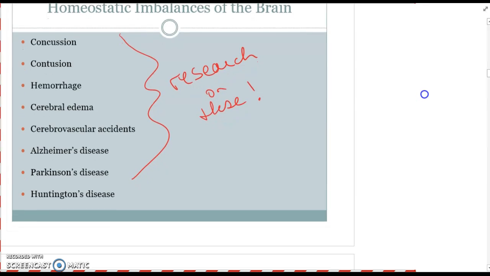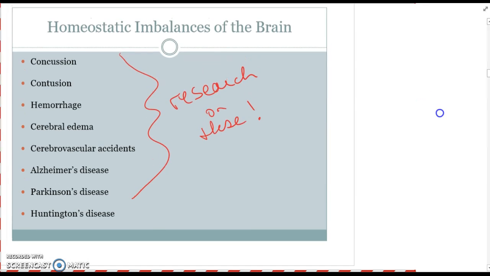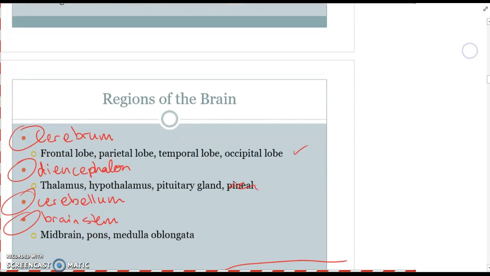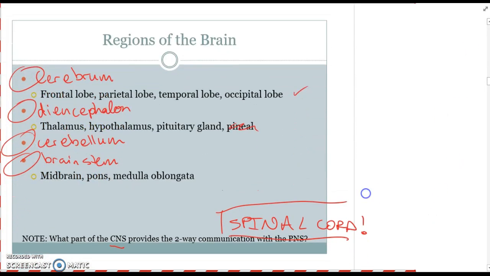And then these, I want you to do some research on these on your own. Yeah, I'll go ahead and just leave that there. And then the regions of the brain. Okay, make sure you know these: the cerebrum, the diencephalon, the cerebellum, and the brainstem. I will not ask you to list the parts of the cerebrum or anything like that, but just have an idea of, you know, occipital, that's vision, and then frontal.